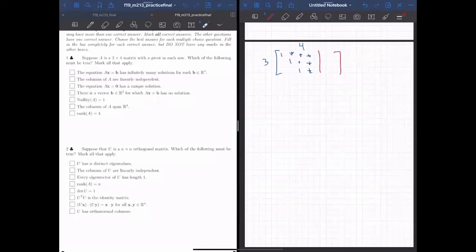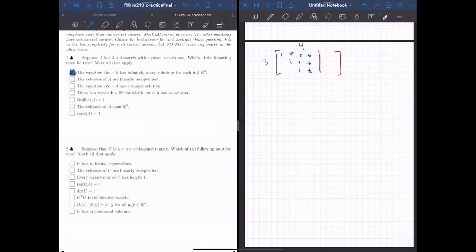because I have a pivot in every single row, I'm never going to get one of these bad rows. So there's always going to be at least one solution because I never get a bad row. And also, because I don't have a pivot in every column, I have to have a free variable. Therefore, not only do I get at least one solution, I'm going to get infinitely many.